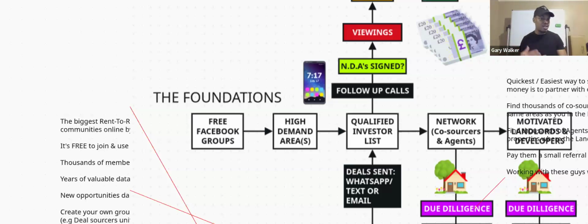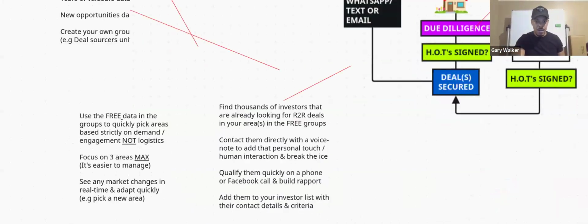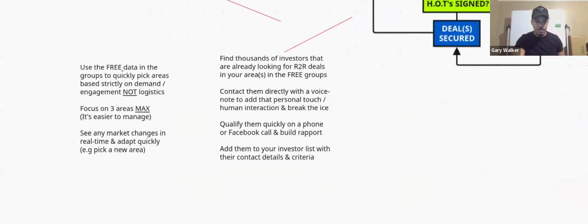If you're living in an area that you would like to cover, just do that research I told you. Type that area in these groups, have a scroll through. You will see for yourself whether it's worth covering them, right? Okay. And then qualified investor list. So let's just go down. You will find thousands of investors that are already looking for rent-to-rent deals in your areas in these free Facebook groups. I've just given you the initial message to send them.